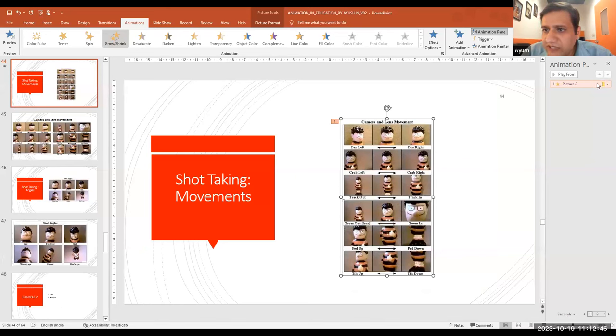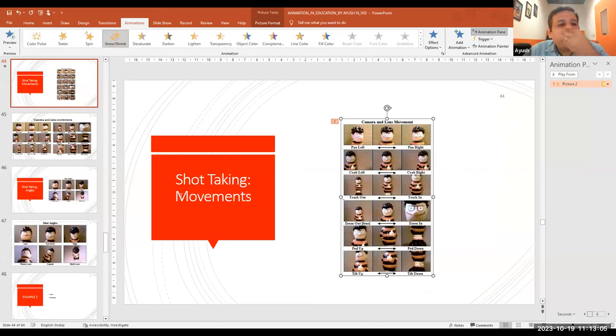And also you can decide the trigger. Trigger can be on the click of a mouse or at the end of the previous animation and so on. So you can use these together and do a lot of things in PowerPoint.